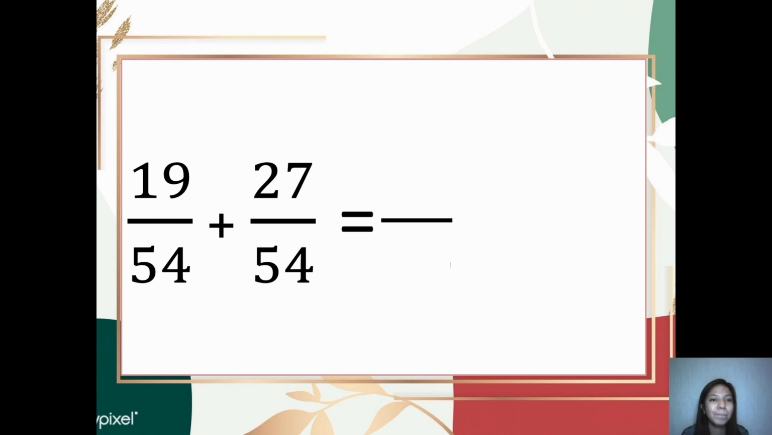Next, 19 plus 27. What's the answer? Alright, 46. And then, copy the denominator. The same denominator, copy. Alright. So this time, take a look at the answer. 46 over 54. Is there any number, or the greatest number, that can divide 46 and 54? It must be the same number, divisible by the same number, alright? What do you think?